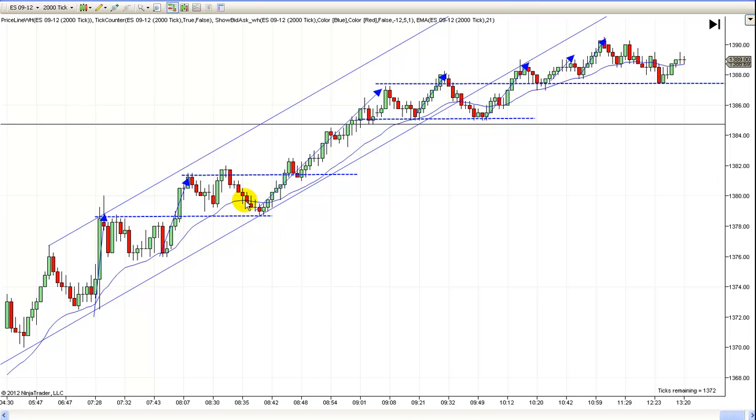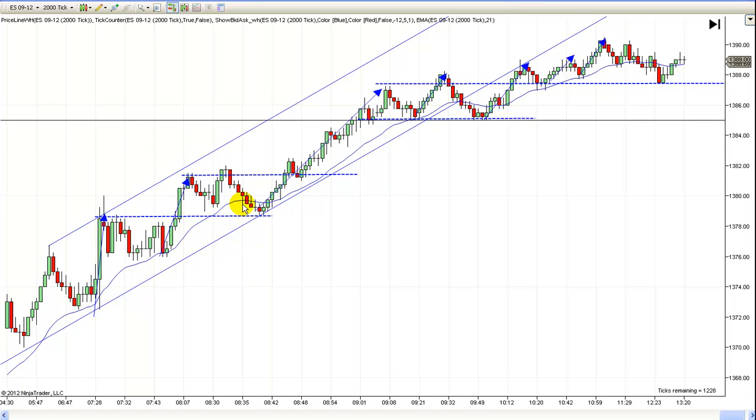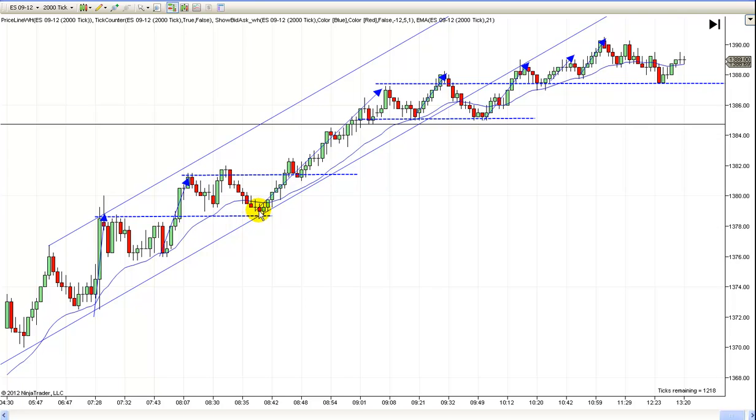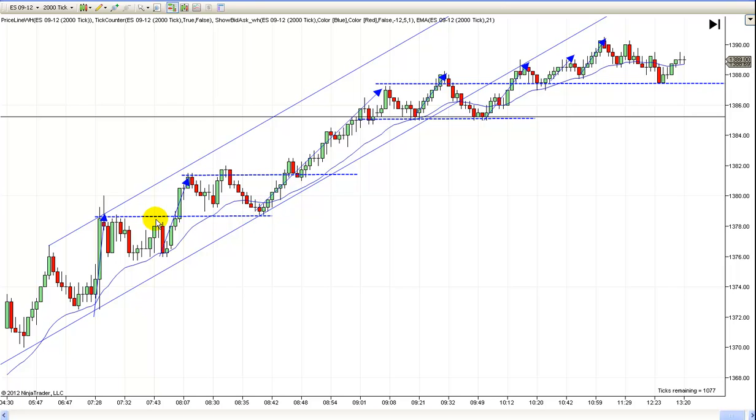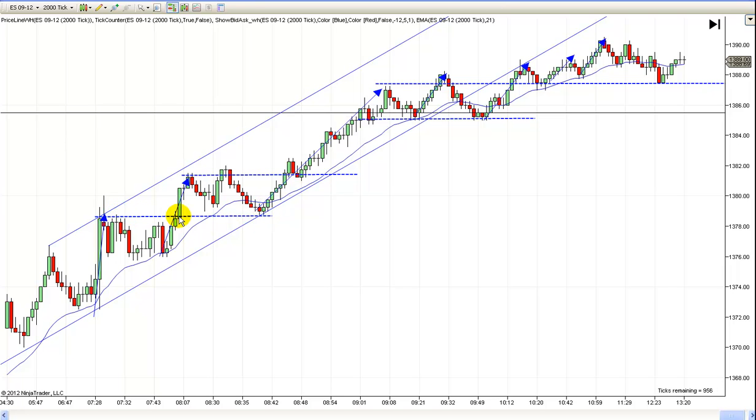But look, there's no setup. They're all red bars. They're all closing on their lows or they're dojis. That's not what we're looking for. We're waiting for a little tiny doji like this, and if it's got a green body, it's even better. So when you get two in a row right there off the trend line, on a breakout pullback retest, that's a great place to go on, right above that bar.